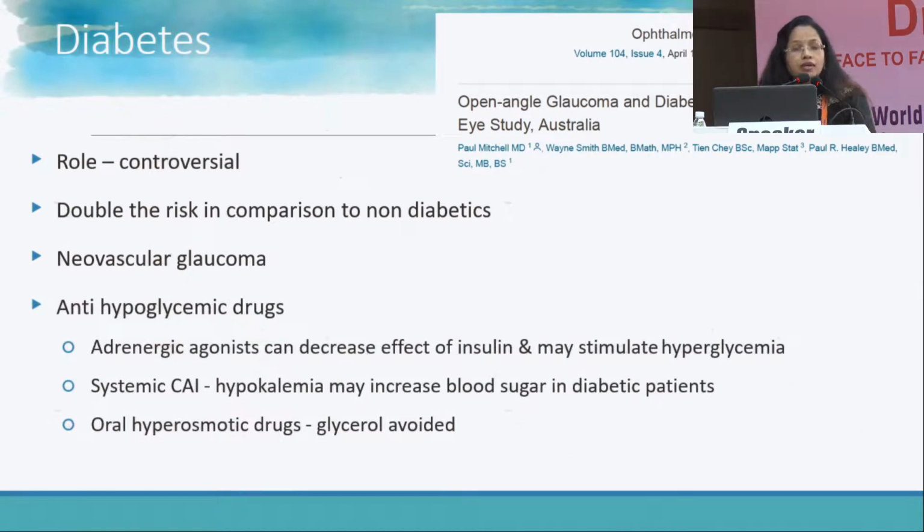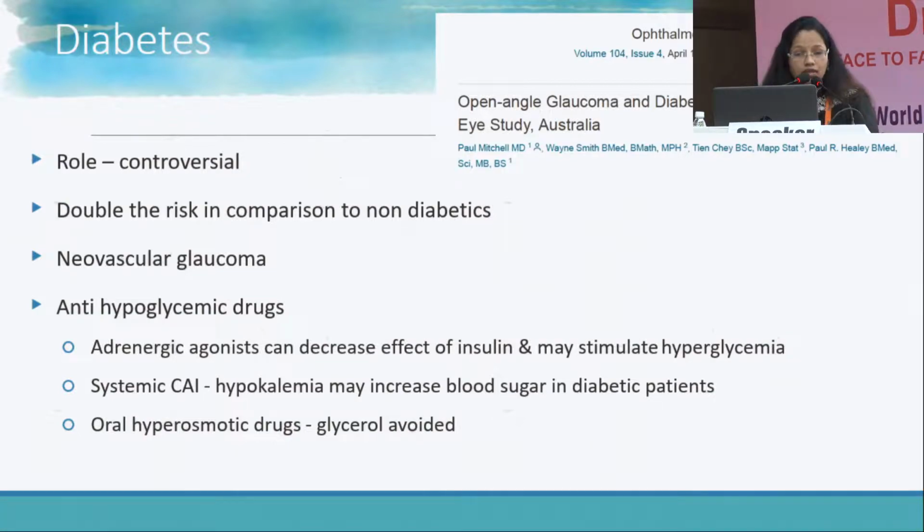Whenever we are talking about these antihyperglycemic drugs, we should be careful because adrenergic agonists, which we are using, can decrease the effect of insulin and may induce hyperglycemia. So if you are prescribing something like brimonidine, then you should be careful about the effect on insulin.